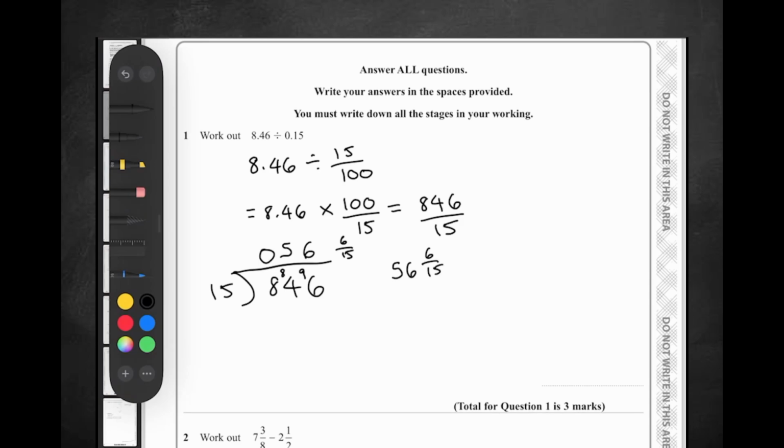But since the question is in decimals, we're going to answer in decimals. So we just have to convert 6 out of 15 into a decimal. This would be the same as 2 over 5 by dividing the top and bottom by 3, which is the same as 0.4. So our answer is 56.4.